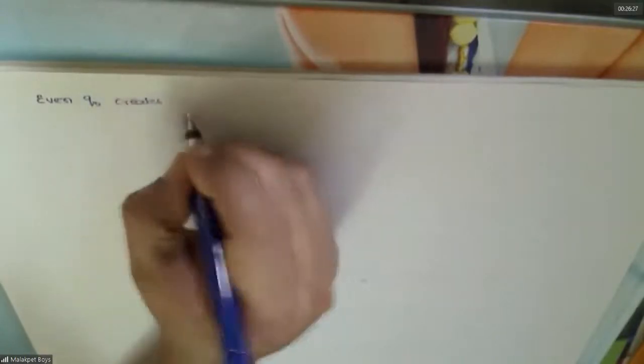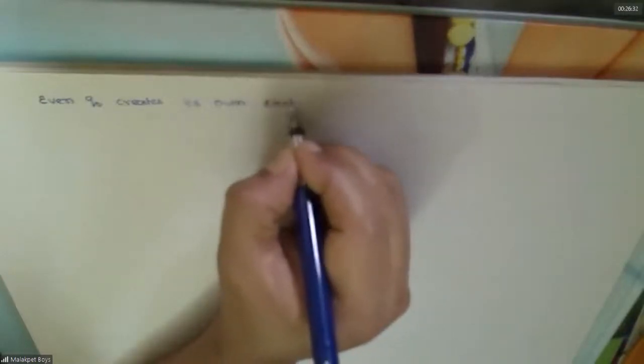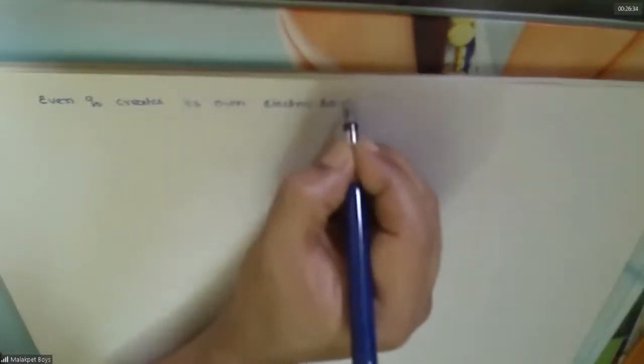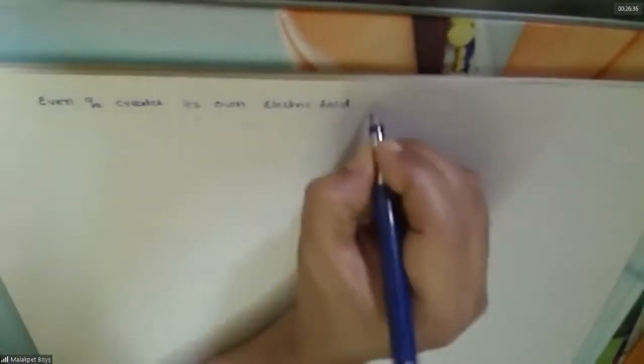That means, note that even Q naught is also a charge, no? But it should be very small. Even Q naught creates its own electric field. Now this field should be negligible.